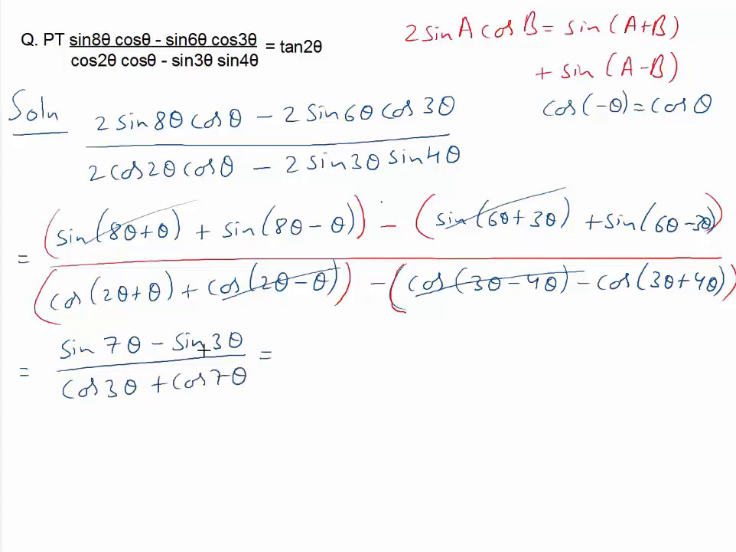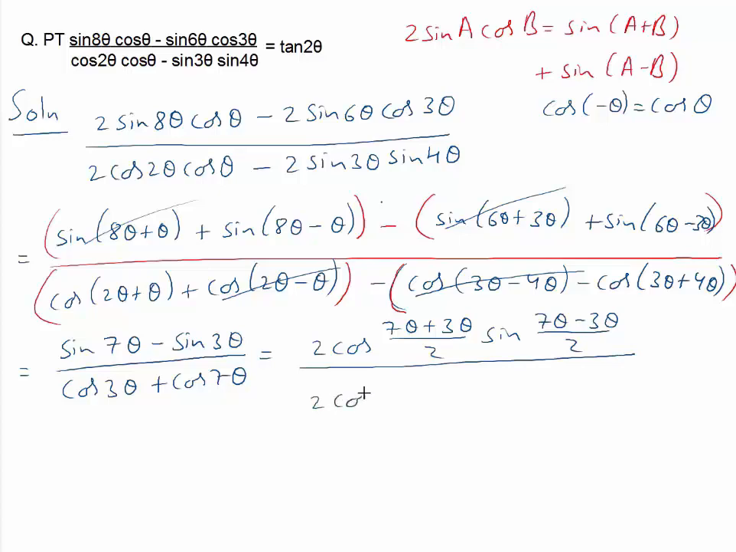So now we'll apply the formula sin C minus sin D. So this would be equal to 2 cos of C plus D by 2 and sin of C minus D by 2, whole divided by cos C plus cos D, which would be 2 cos of C plus D by 2 cos of C minus D by 2.